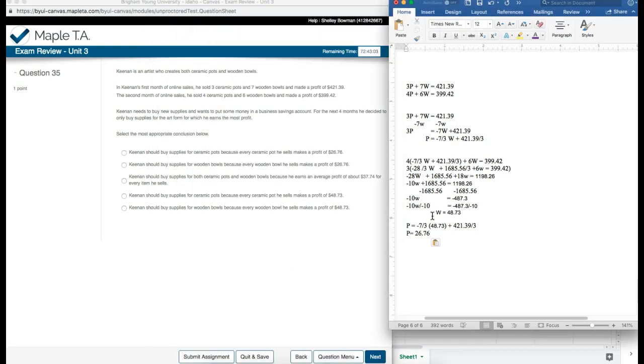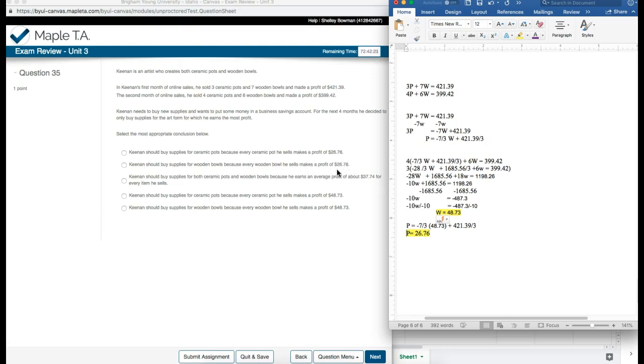So we know the wooden bowl is 48, and let's highlight that so that we can find it quick, and the ceramic pot. Okay, so let's see what our options are. Keenan should buy supplies for ceramic pots because every ceramic pot he sells makes a profit of $26.76. That's correct. That's what we got here. However, I see that the wooden bowls were a higher profit, so let's keep looking.